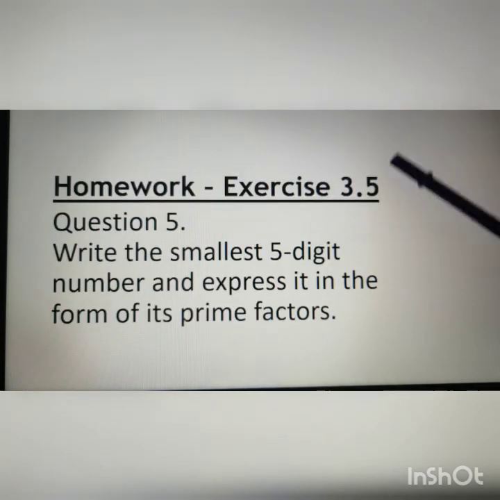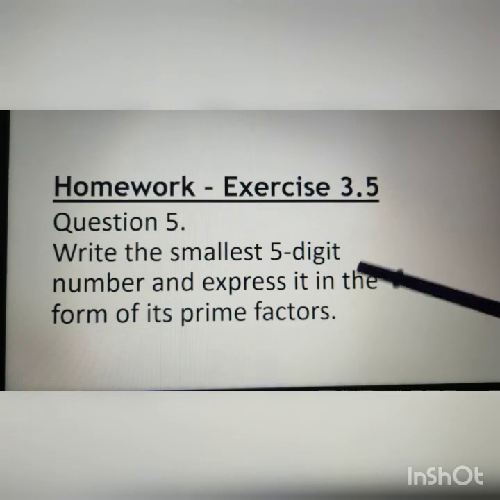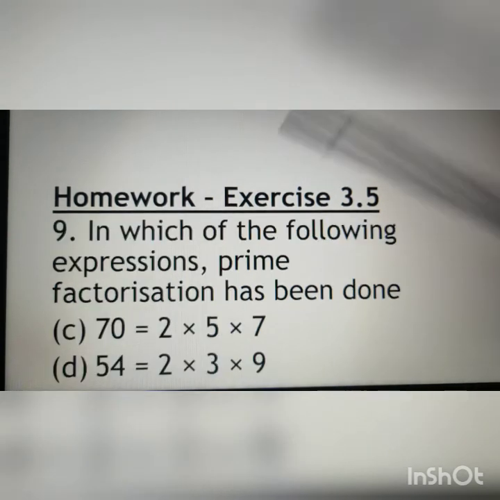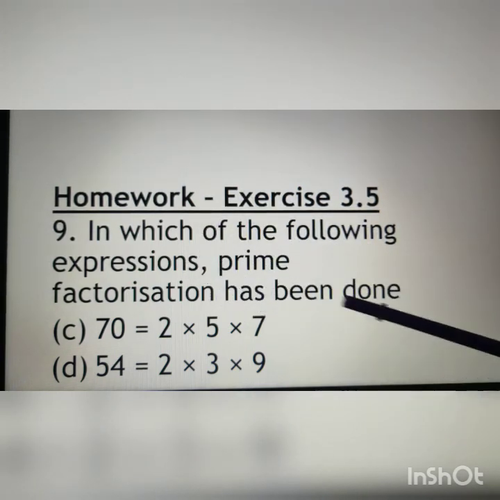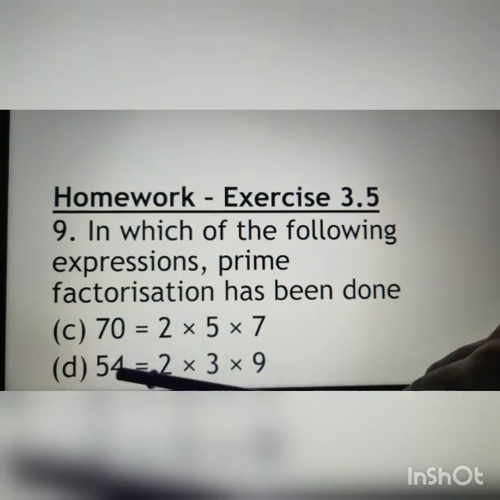Homework. Exercise 3.5. Question number 5. Write the smallest 5-digit number and express it in the form of its prime factors. Question number 9. In which of the following expressions prime factorization has been done? Question C 17 and question D 54. Today we have discussed exercise 3.5. Complete all the questions and answers of exercise 3.5 in your notebook.